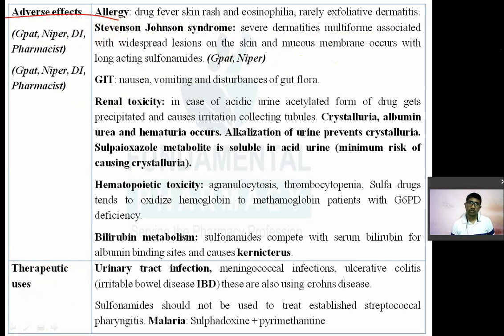Stevens-Johnson syndrome is there. Again, it can cause hemolysis. We'll see in the next.